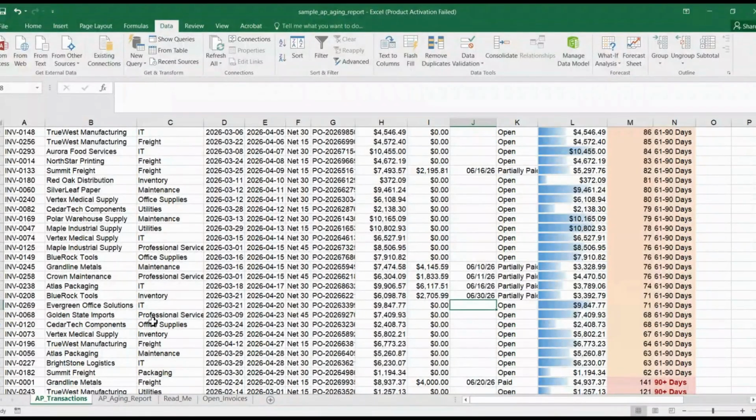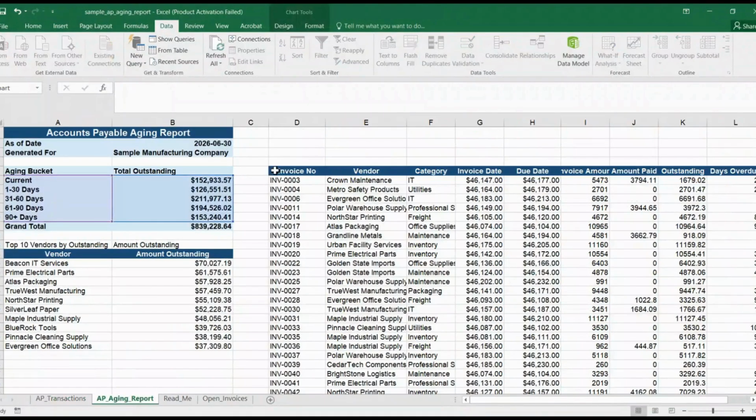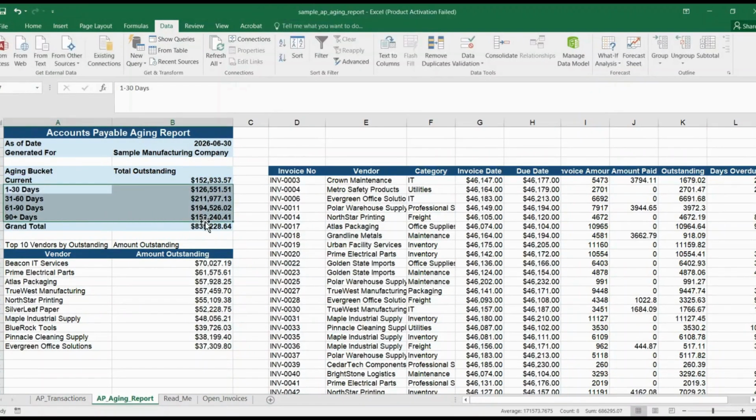Now coming to the AP aging report, which can also be called a summary. Looking at this aging summary, we can see that this section gives a higher level view of total outstanding balances by aging bucket. This allows accounts payable or finance staff to quickly answer questions like how much is currently outstanding. That's the total, $839,228. And then how much is overdue, and where the biggest exposure is.